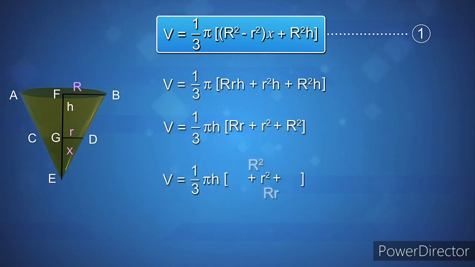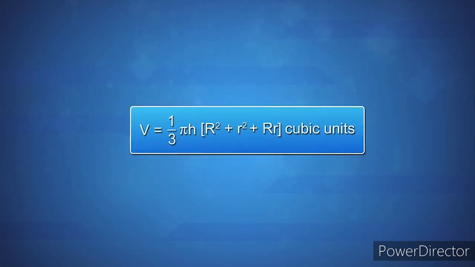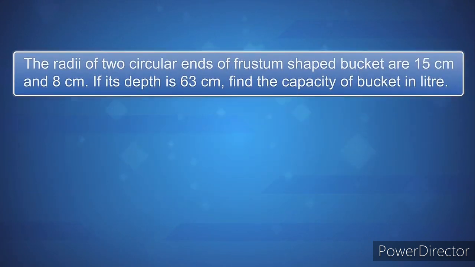Just rearrange this equation to get the volume of frustum of cone. That is, V is equal to 1 by 3 pi into H into capital R square plus small r square plus capital R into small r cubic units. Thus, we have successfully derived the formula for volume of the frustum of the cone. Next, let's solve a problem using this formula.